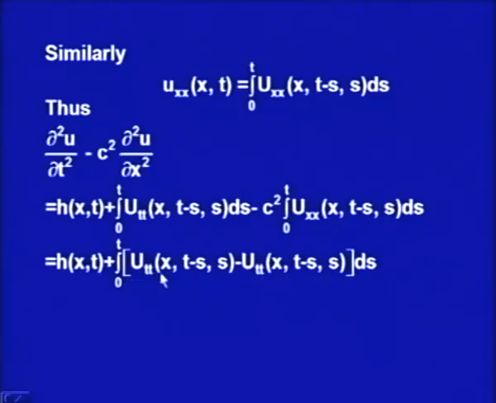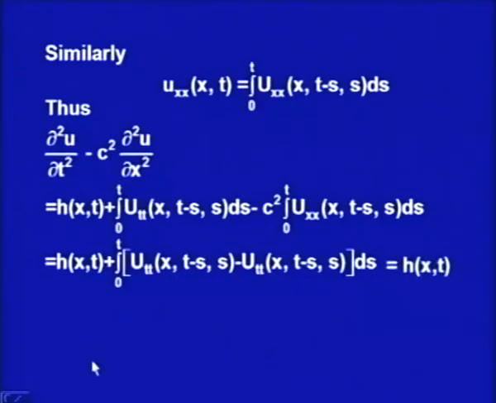Now, capital U is the solution of our homogeneous equation. Sorry, here it has to be c squared, the c squared is also going to come over here. So this is the special homogeneous problem, which says del 2 u over del t 2 minus c squared del 2 u over del x 2 is 0. Since capital U satisfies that equation, this integral must be 0.